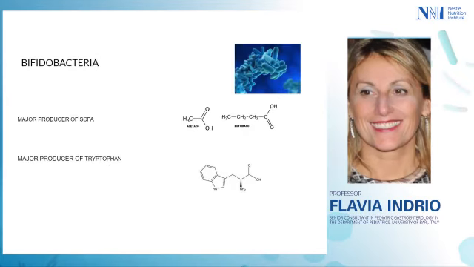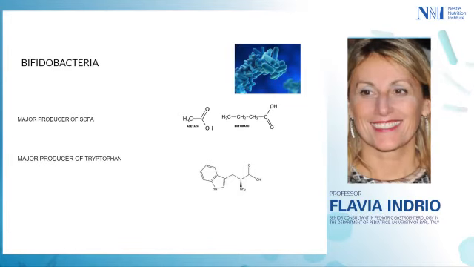Now just jump to the bifidobacteria and their effect. The bifidobacteria are extremely important for the newborn and infant, because they are the major producers of short chain fatty acids that we need to restore the epithelial cells. And also they are the major producers of tryptophan. The tryptophan is the precursor of serotonin. So all the gut-brain communication, so inflammation, gut-brain communication, cell reparation, it's up to the bifidobacteria.